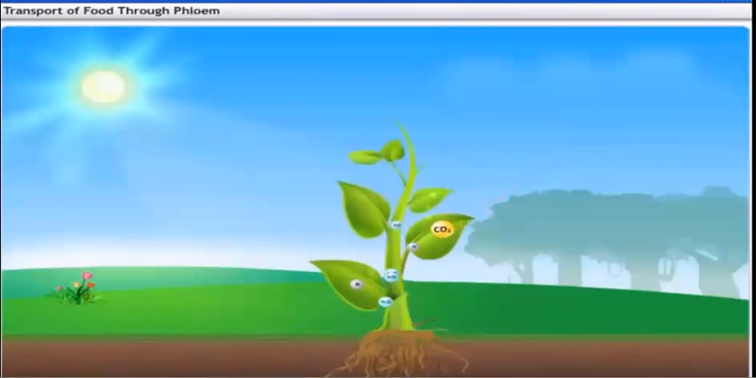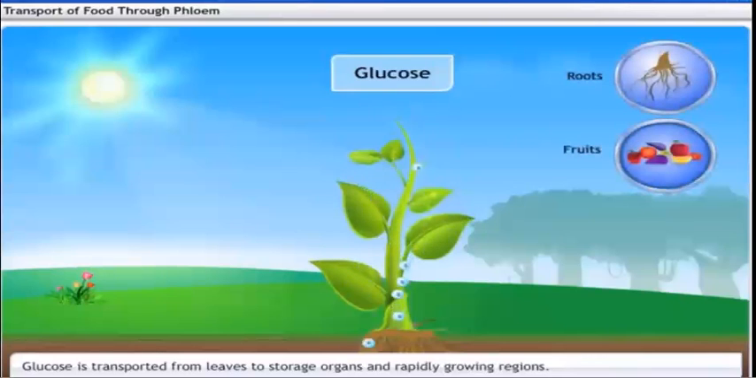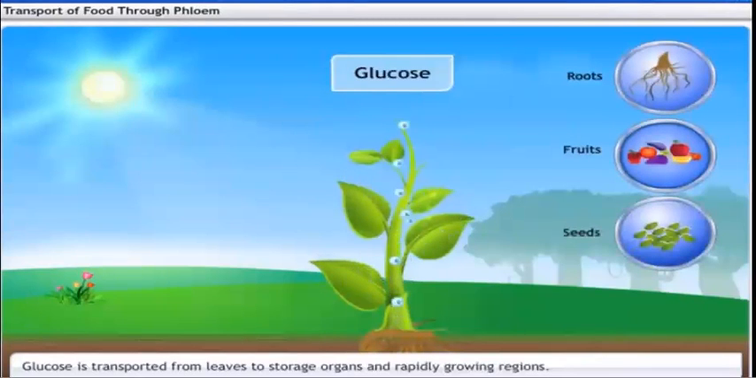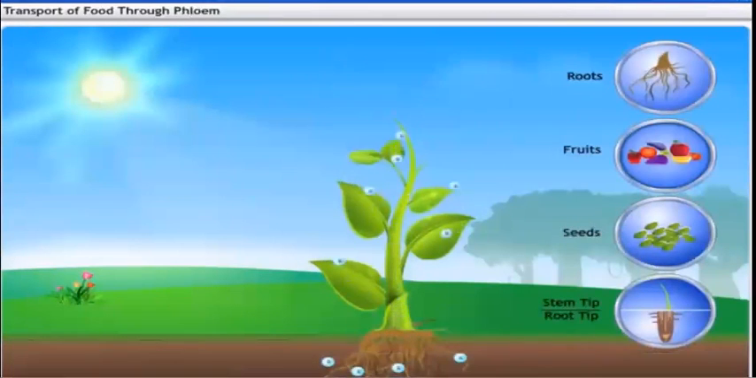Wondering what happens to the carbon dioxide, water, and minerals once they reach the leaves? They are used during photosynthesis to prepare glucose. This glucose is transported from the leaves to the storage organs of roots, fruits, and seeds, and to the rapidly growing regions of the plant.